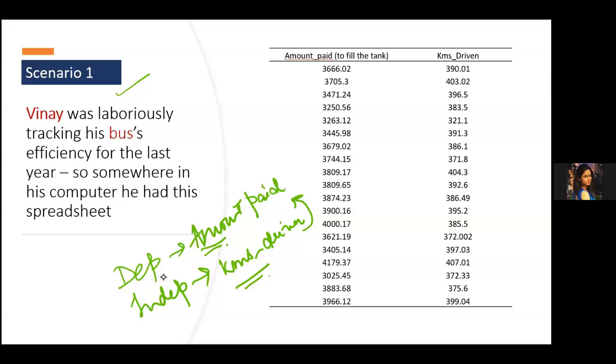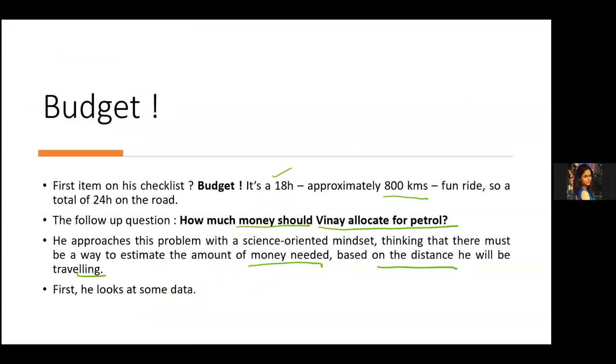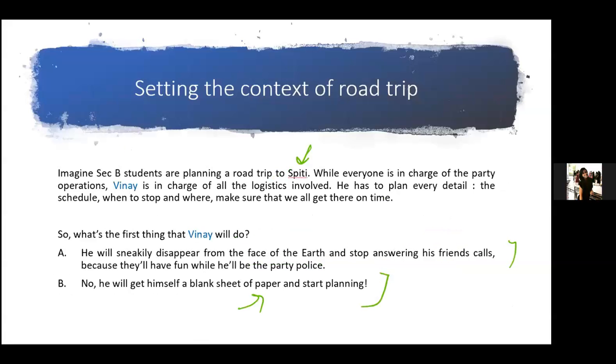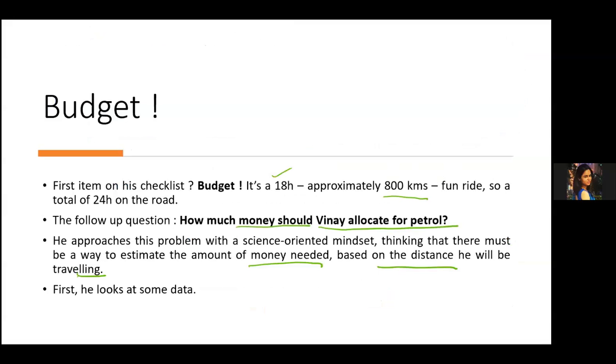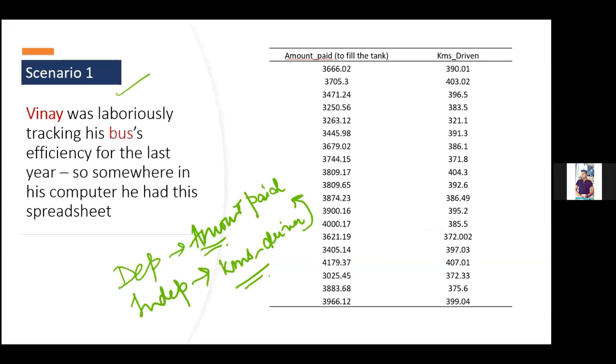Where are we going? Guys, where are we going? कहाँ पर जा रहे हैं? Spiti. Yeah, so Spiti, that is the plan. And it's 800 kilometers away. So once we get the equation, we can put 800 kilometers here and then we can find out the amount paid.